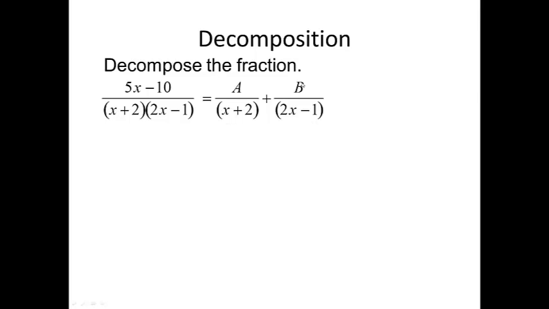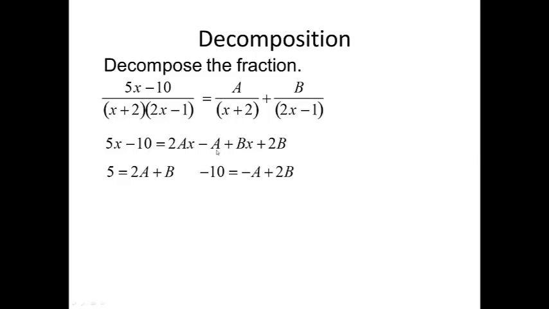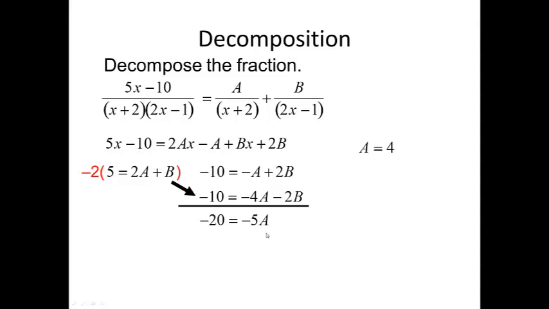Do a little cross multiplying here, A times 2x minus 1 and B times x plus 2, and I get this. Collecting all my x terms, I get 5 is equal to 2A plus B. I get negative 10 is equal to negative A plus 2B. Doing an elimination, multiplying by negative 2 to cancel my B's. Okay, now I have a positive 2 and a negative 2, then the B's go away. Adding these two together, I get negative 20 is equal to negative 5A. Divide by negative 5, A is equal to 4.